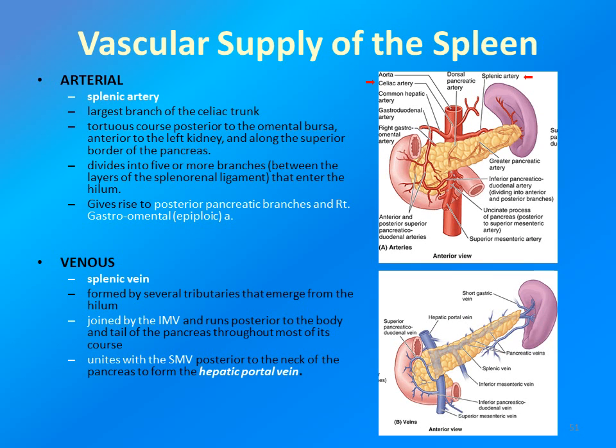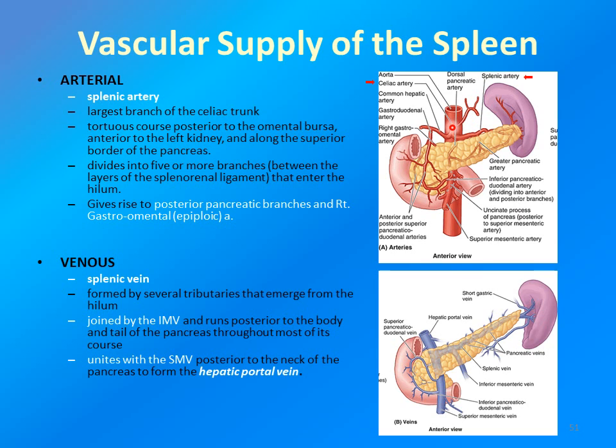The vascular supply of the spleen is relatively simple. Again, this is an organ that is derived from the foregut, so it is supplied by the celiac artery, and actually its primary branch is the splenic artery that arises from the celiac trunk. In fact, the splenic artery is the largest branch of the celiac trunk. So let's look at our diagram.